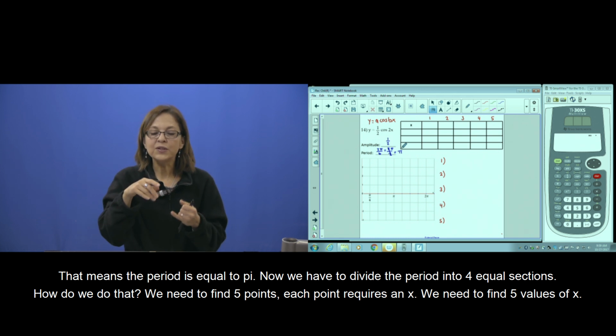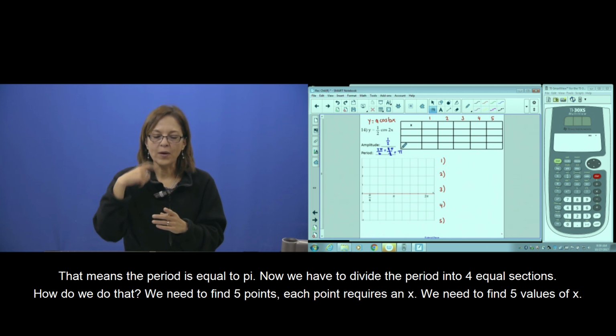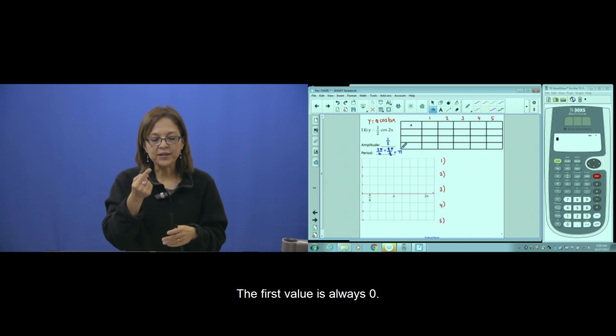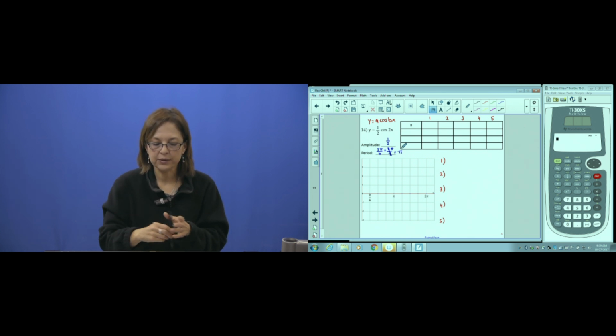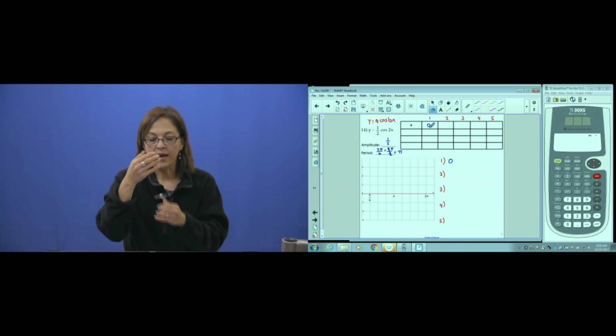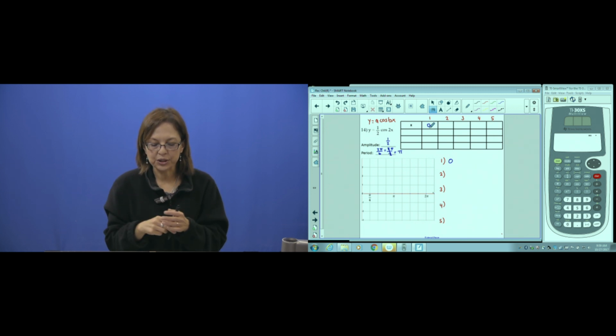Now, we have to divide the period in 4 equal sections. How? We need to find 5 points. Each point requires an x. We need to find 5 values of x. Then the first value is always 0. And the last value is the same as the period.